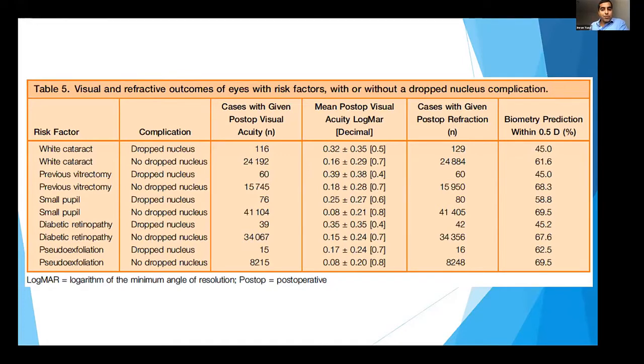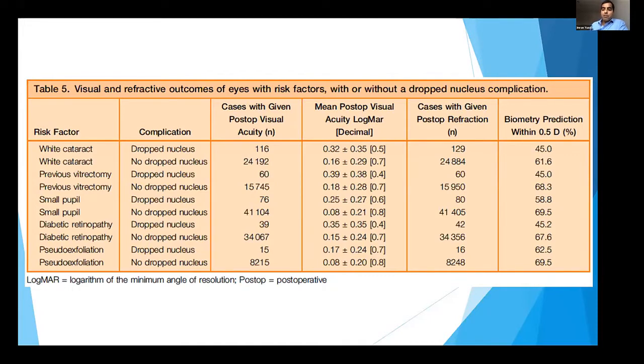And that's quite useful to be able to think about the values that are given. Also, the significance of this table is looking at postoperative outcomes. You can see that the mean post-op visual acuity in logMAR is given in the fourth column, the number of cases with a post-op refraction in the next column, and very usefully, the proportion of individuals who attained within 0.5 diopters of their preoperative prediction in the different groups.